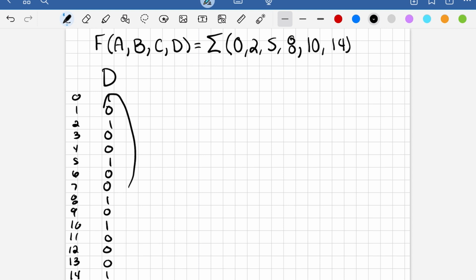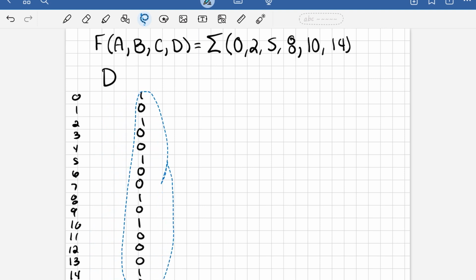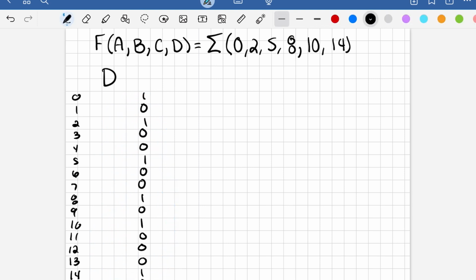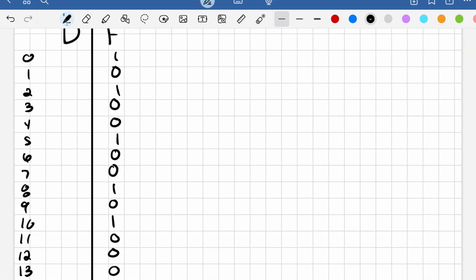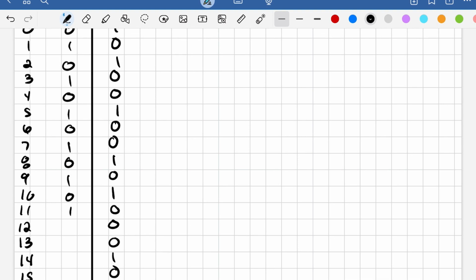Now I'm going to take this and scoot this over because they're not our D's. These are our outputs, also known as F. Then we're going to have our D's. Our D's are 0, 1, 0, 1, 0, 1, 0, 1, all the way down. So I'm going to write that down: 0, 1, 0, 1, 0, 1, 0, 1, 0, 1, 0, 1, 0, 1, 0, 1.